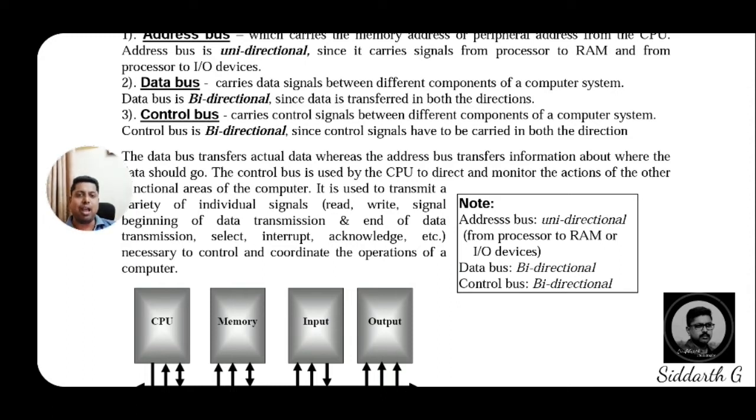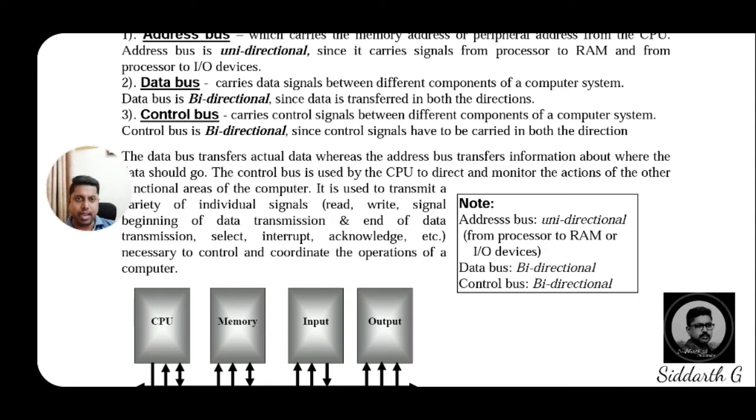Then coming to the last bus, that is control bus. Like the data bus, the control bus carries signals between different components of a computer system, and it is also bidirectional. It carries the control signals in both directions. So this is what a control bus will perform.